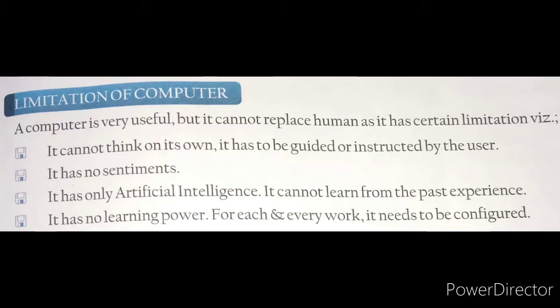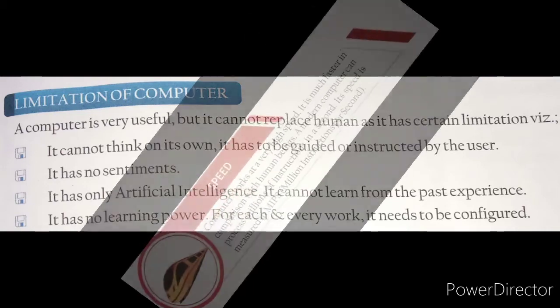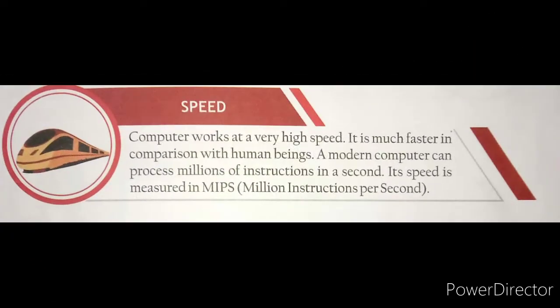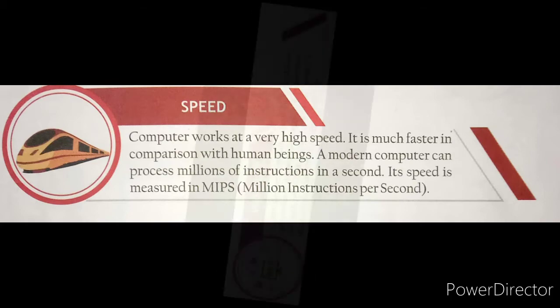Now, let's discuss some of the characteristics of computer. First is speed. Computer works at a very high speed. It is much faster in comparison with human beings. A modern computer can process millions of instructions in a second. Its speed is measured in MIPS. The full form of MIPS is millions instructions per second.